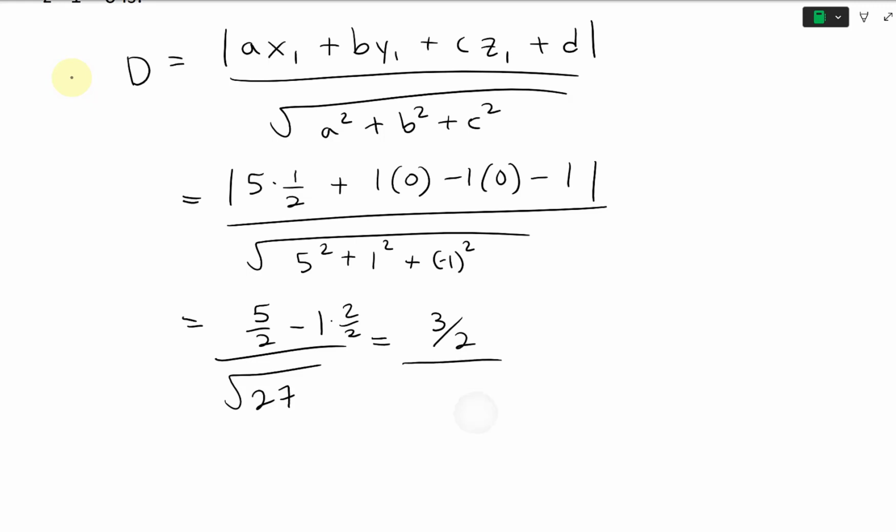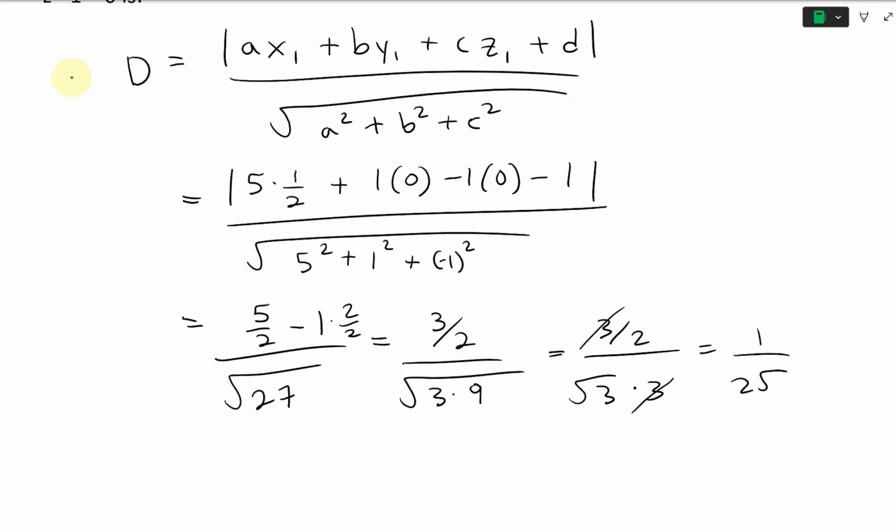So what I'll do is this 27, that's just the same thing as writing 3 times 9. And then we know that the square root of 9 is 3. So that means we could have a 3 over 2 over square root 3 times 3. So then this cancels like that, and we're left with 1. This is going to be 1 over 2 square root 3.